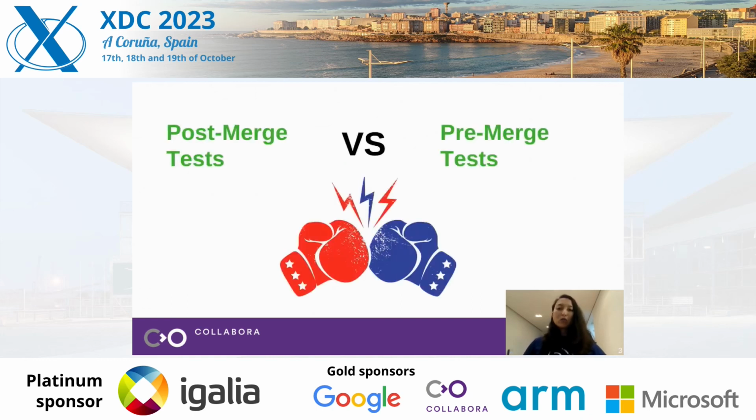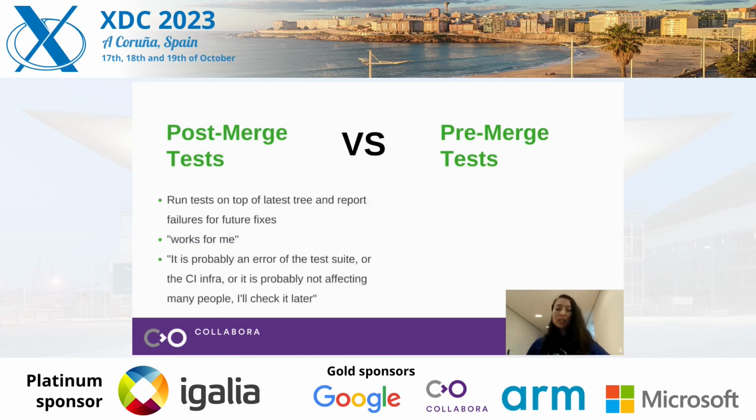We basically have two types of workflows, post-merge tests and pre-merge tests. In the post-merge, we have tests running on top of the latest tree and report failures for future fixes. But now imagine that you are a developer that just got your patch merged, and the CI reported some failures, and you start thinking, well, it works for me, I have other things in my priority list. It's probably an error of the test itself, or maybe it's just an error of the CI infra, I need to check, or it's probably not affecting many people, it's just a corner case, so I'll check it later.